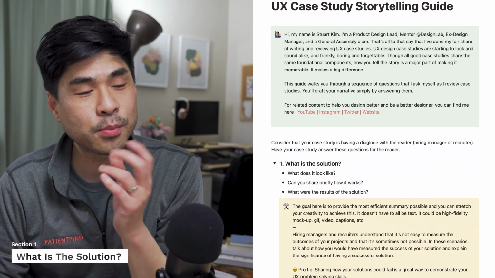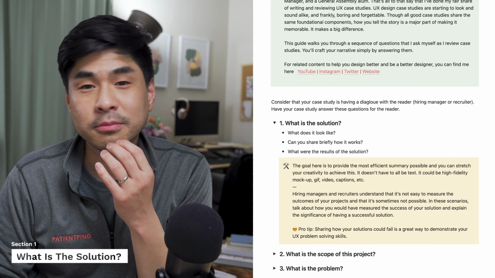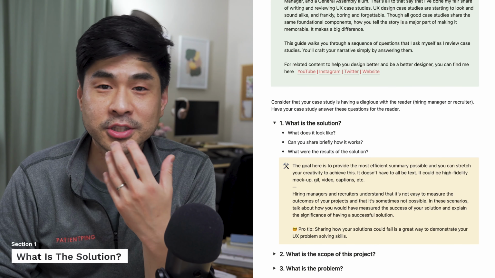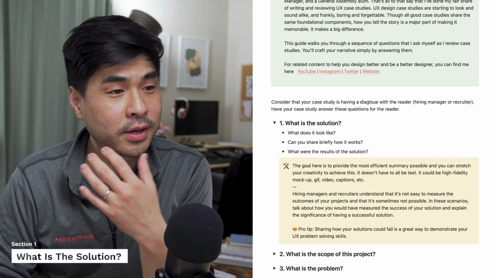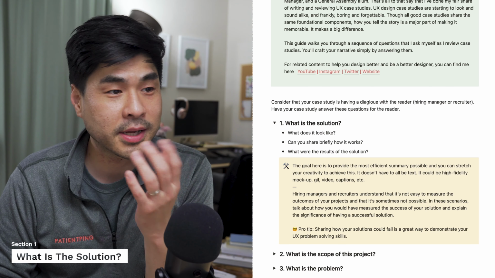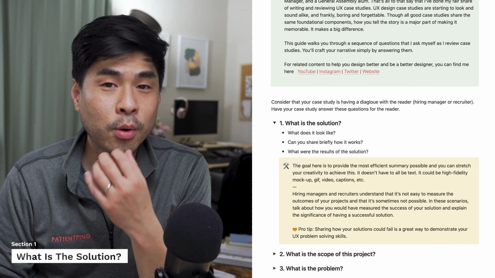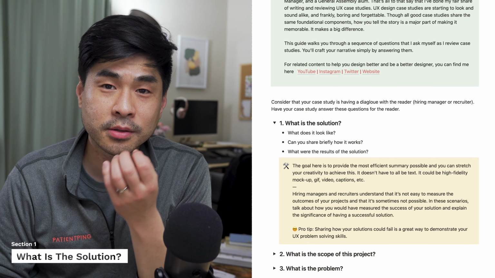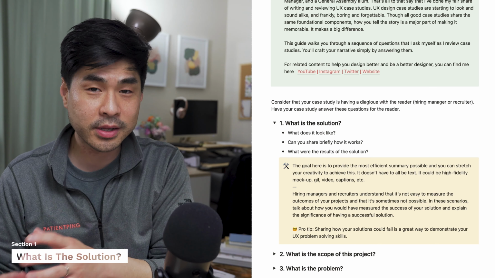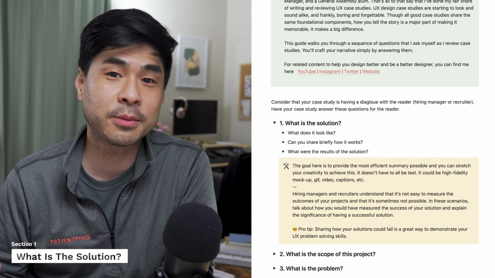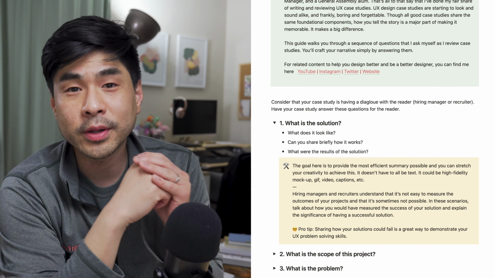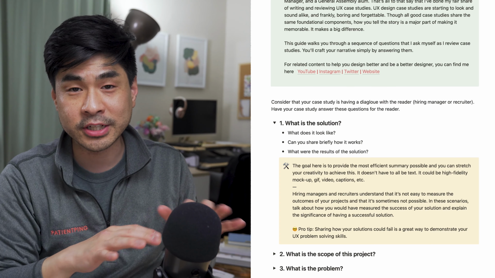So the first section is, what is the solution? When I'm asking this question in my head, there's maybe 3 things I'm trying to get at. One is, can you give me a sense of what it looks like? And can you share a little bit of how it works? And what was the impact of your solution? And the goal here for you is to provide the most efficient summary possible. The goal here isn't to write out answers for each of these questions.